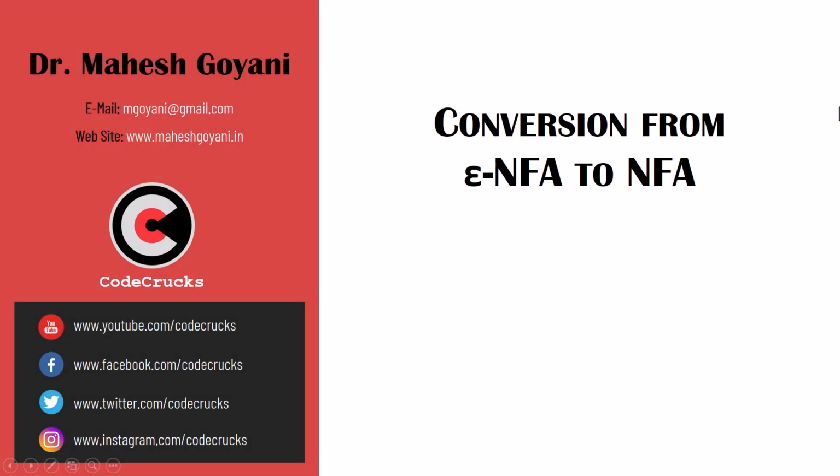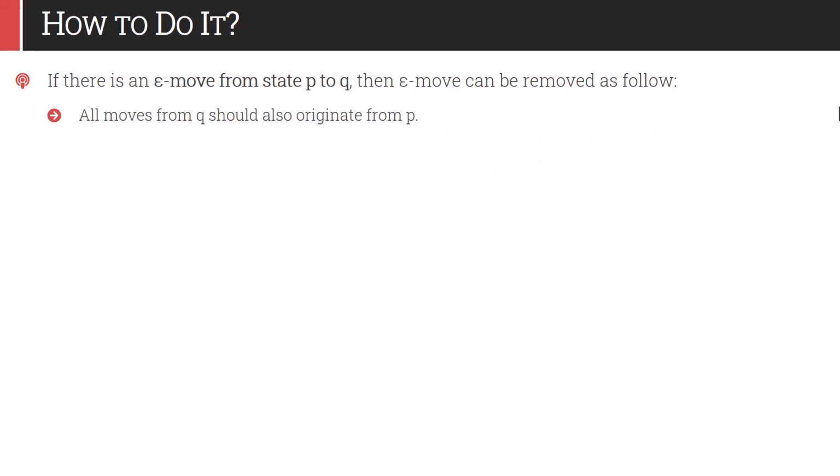In this video, we will see how to convert epsilon NFA into NFA. There are two rules to follow when we want to convert epsilon NFA into NFA. We have to eliminate all the epsilon transitions. So if there is an epsilon move from state P to state Q, then it can be removed as follows.